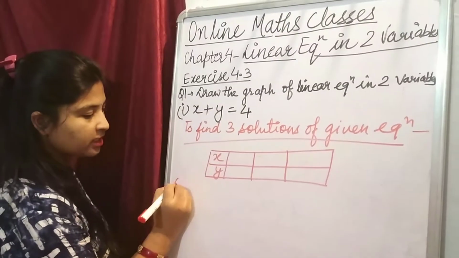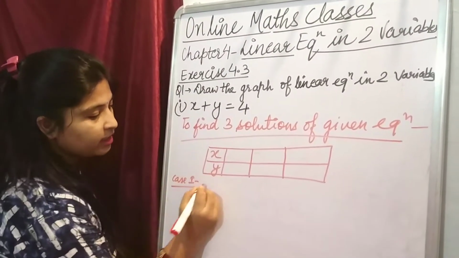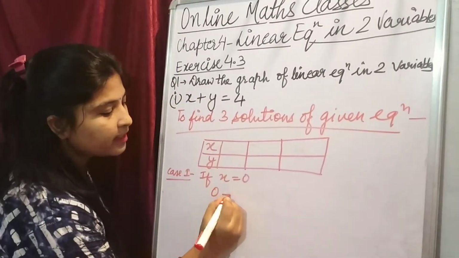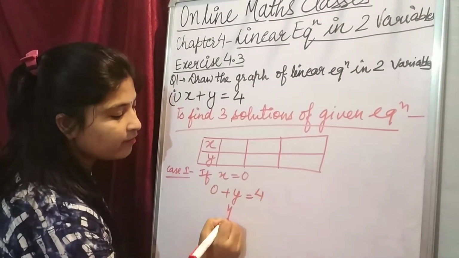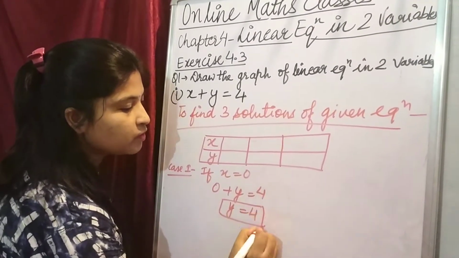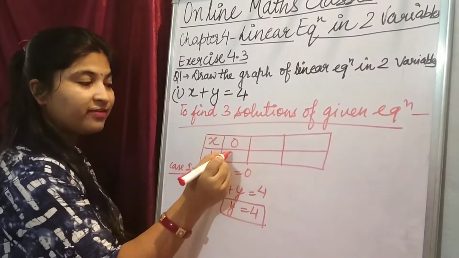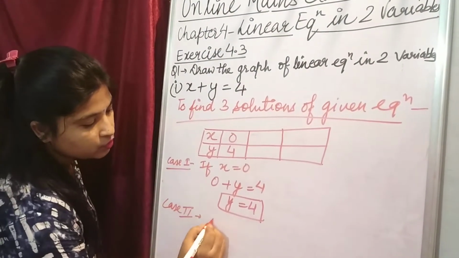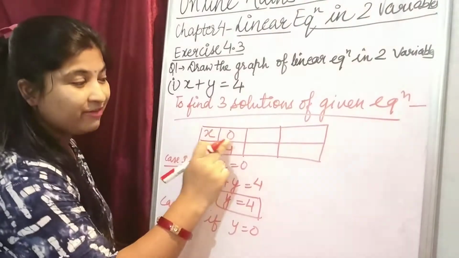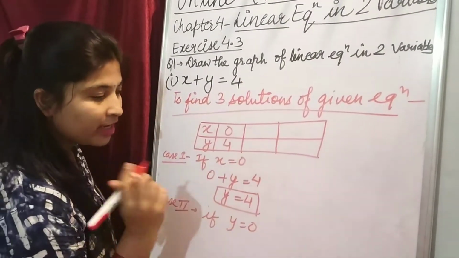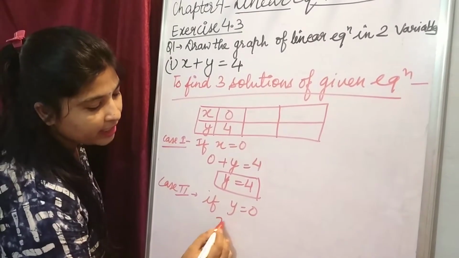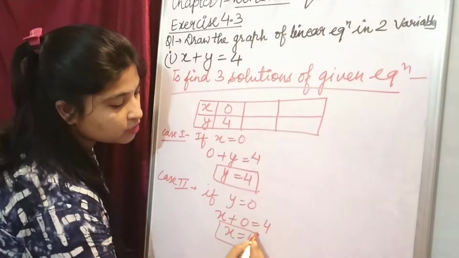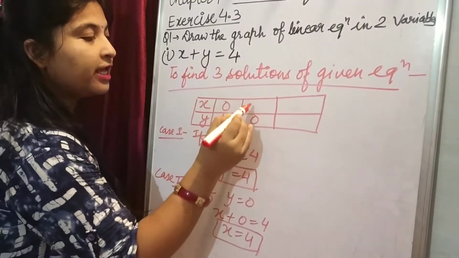Case 1: I am assuming x is equal to 0. So 0 plus y will be equal to 4. So can I say y from here will be 4? Just put this value in the box. If x is 0, then y will be 4. Now case 2: if y equals 0. In the first case, I have taken x as 0; in the second case, I am taking y equal to 0. So x plus 0 will be equal to 4, so from here x will be equal to 4. If y is 0, then x will be 4.